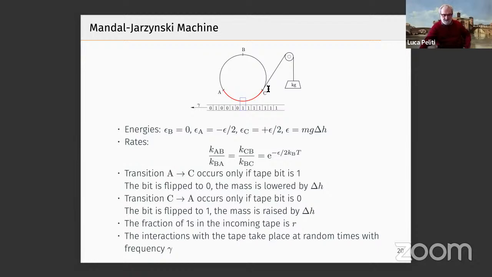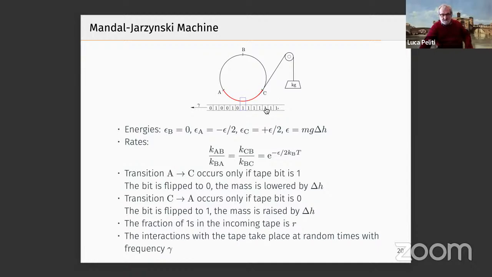In this case, we consider that the energy of state B is equal to zero, the energy of state A is minus epsilon divided by two, where epsilon is a positive quantity, and the energy of state C is plus epsilon divided by two. The system is attached to a weight in such a way that epsilon is equal to the work needed to raise the weight by an amount delta H. The rates between A and B, and between B and C, satisfy detailed balance, so this ratio is equal to the exponential of minus epsilon divided by 2kT.